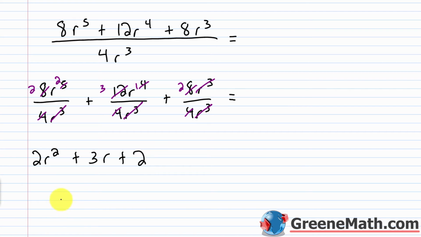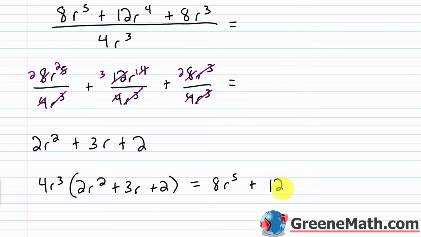All I'm going to do is take this answer here, 2r squared plus 3r plus 2. This is the quotient, and I'm going to multiply it by the divisor, 4r cubed, and I should get the dividend back. So 4r cubed times 2r squared is 8r to the 5th power. 4r cubed times 3r is plus 12r to the 4th power. And then 4r cubed times 2 is plus 8r cubed. So what I get is exactly the dividend that I started with: 8r to the 5th power plus 12r to the 4th power plus 8r cubed.